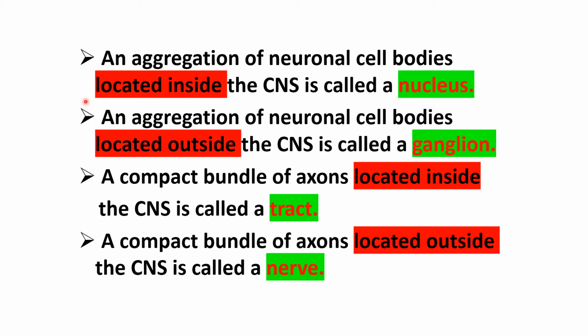Before discussing the structure of the neuron, we should know about the location of the nucleus, ganglion, tract and nerve. The aggregation of neuronal cell bodies located inside the central nervous system is known as a nucleus, and an aggregation of neuronal cell bodies located outside the central nervous system is called a ganglion. The compact bundle of axons located inside the central nervous system is known as a tract, and the compact bundle of axons located outside the central nervous system is known as a nerve.